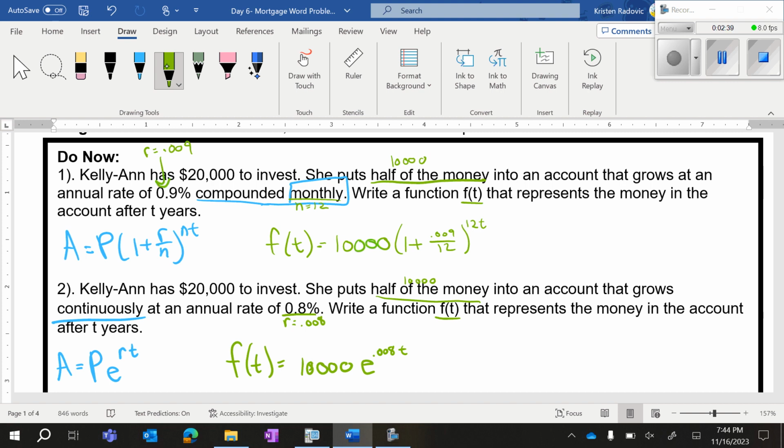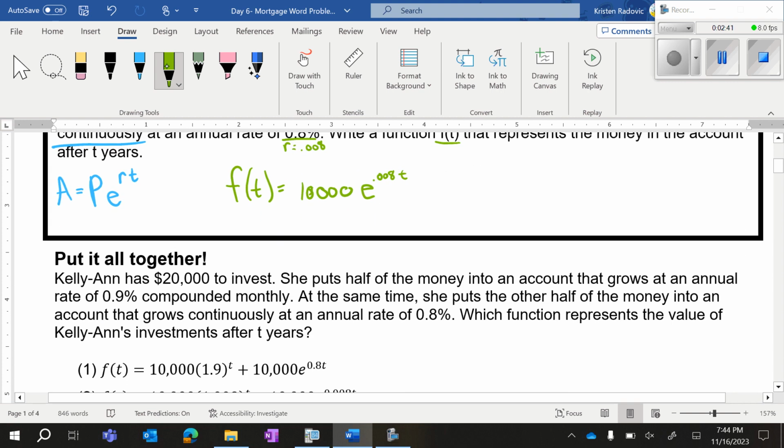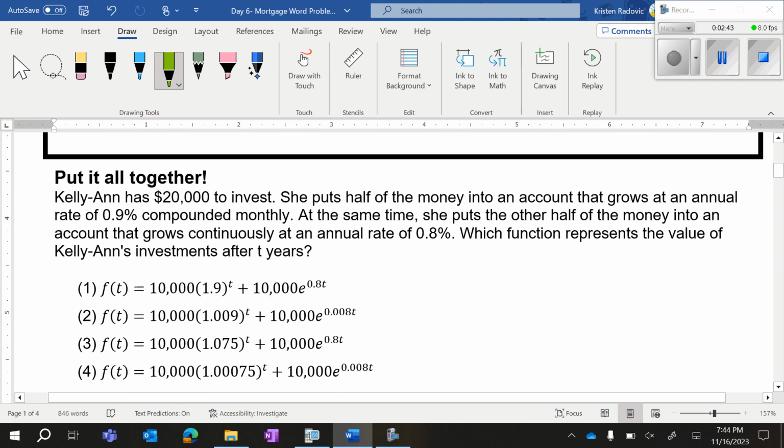We had Kellyanne has $20,000 to invest. She puts half of the money into an account that grows at an annual rate, compounded monthly. At the same time, she puts the other half of the money into an account that grows continuously at an annual rate of 0.8%. They want to know which function represents the value of her investment after t years. So you have two scenarios going on. One was the half of the money that grows at an annual rate of 0.9% compounded monthly.